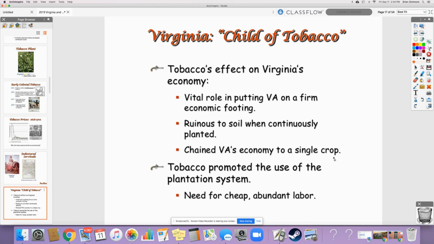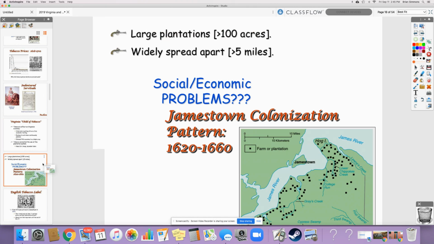The biggest negative impact that is going to emerge from this is that as plantations are developed to grow tobacco, this really increases the belief that they need some sort of abundant, cheap labor source. At first, this is indentured servitude, and it is going to evolve into slavery. And when you guys watch Slavery in the Making of America, you're going to see that development happen over the 1600s.